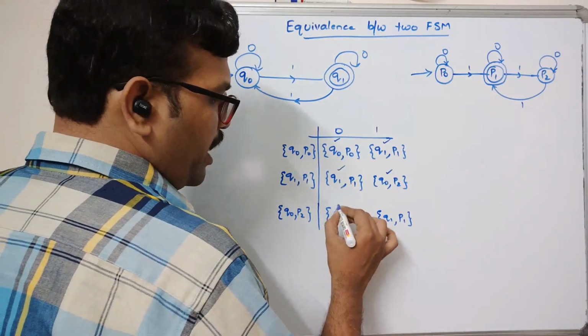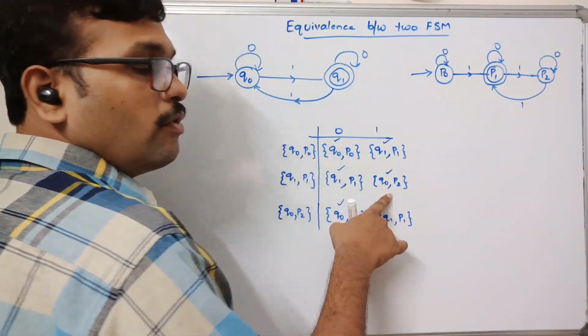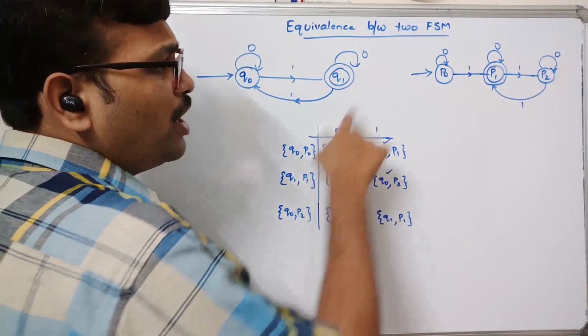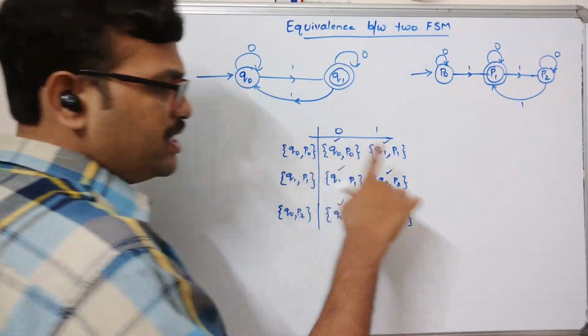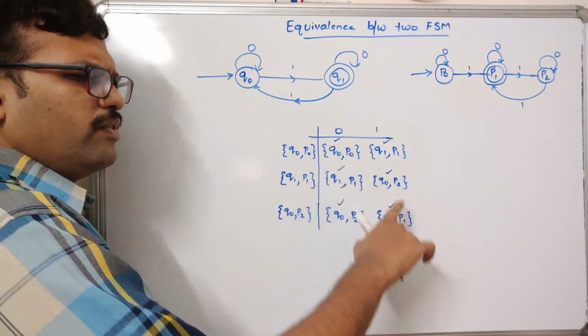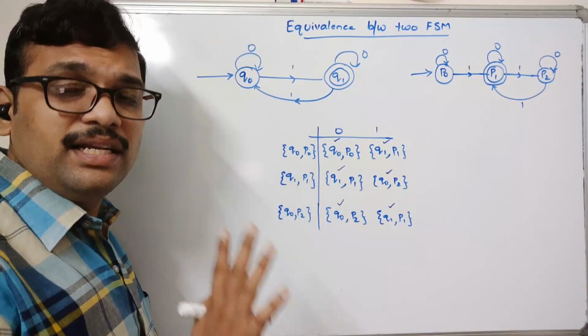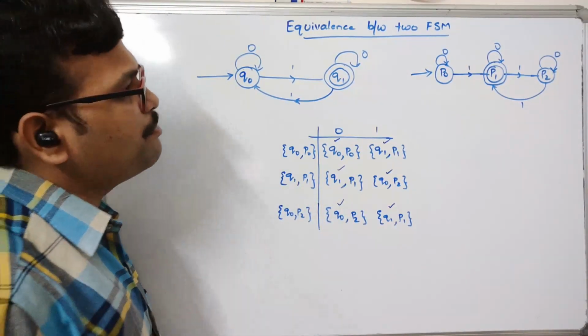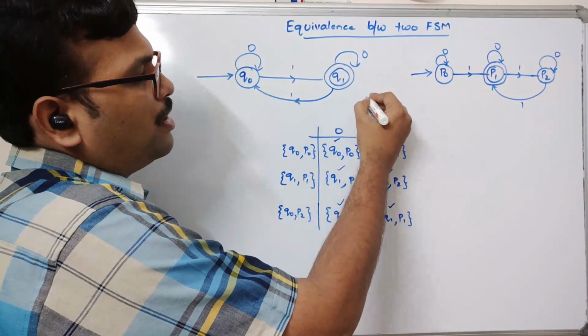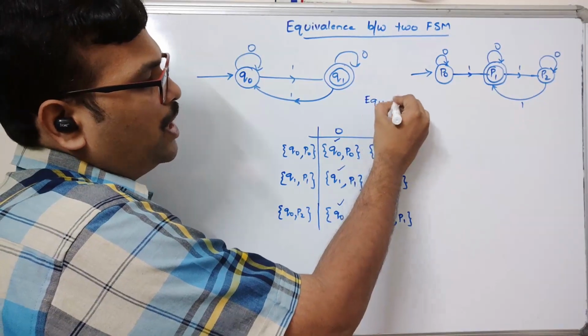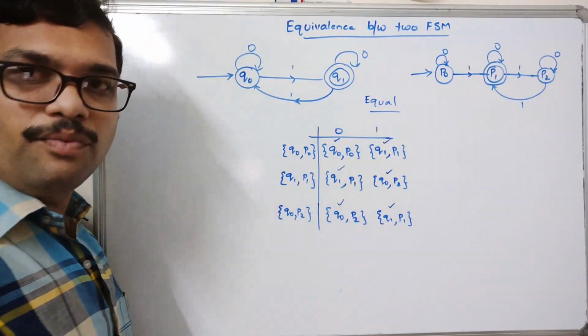So Q0 and P2, again, it is a non-final state. Q1 and P1, it is a final state. So you can see, none of the pairs has the combination of a final state and a non-final state. This implies both are equal. Both the finite state machines are equal.